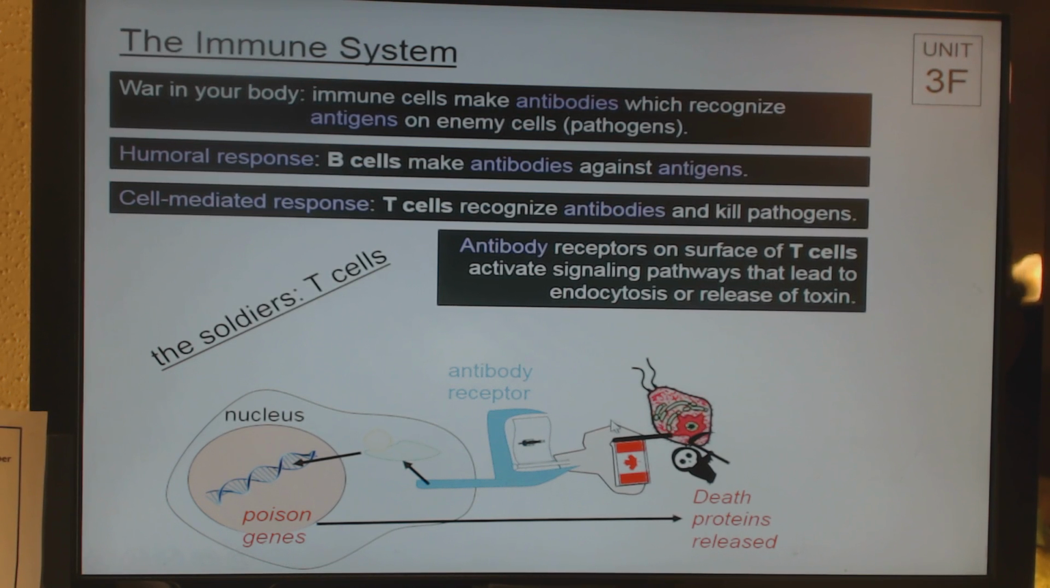So you have two systems here. You have a humoral system, which has B cells that make antibodies against the antigens. They make this antibody with the flag on it here, recognizing specific antigens. And then you have T cells, which travel throughout the bloodstream, and they recognize these antibodies, and they kill any pathogens that are attached to them. Just like that.